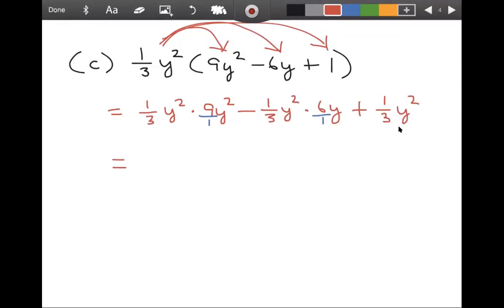Okay, 3 and 9 have a common factor 3. 3 divided by 3 is 1. 9 divided by 3 is 3. And then 3 and 6 have a common factor 3. 3 divided by 3 is 1. 6 divided by 3 is 2. So my final answer is going to be 3y to the fourth minus 2y cubed plus 1/3 y squared.